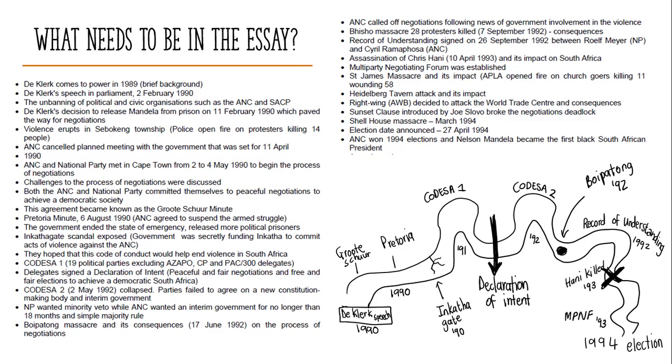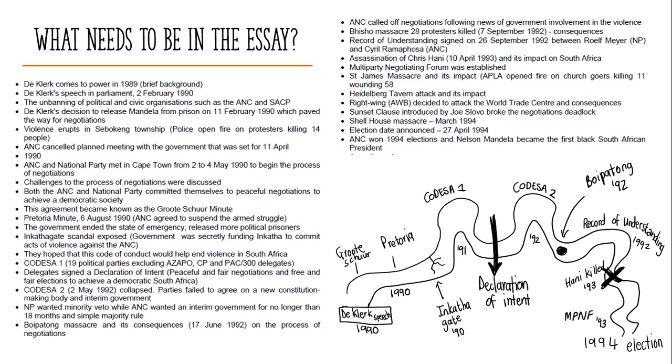So the challenges to the process of negotiations were discussed. Both the ANC and the National Party committed themselves to peaceful negotiations, and that became known as the Grooteskeer Minute because it took place at Grooteskeer in Cape Town. There was an event that happened between the Grooteskeer and the Pretoria Minute, but I can't remember what it was, so I'm not going to mention it. But in the Pretoria Minute, they basically just ratify, or, what's another word for ratify? They basically come to a decision. So in the Grooteskeer Minute, it's just discussions, and in the Pretoria Minute, it's decisions.